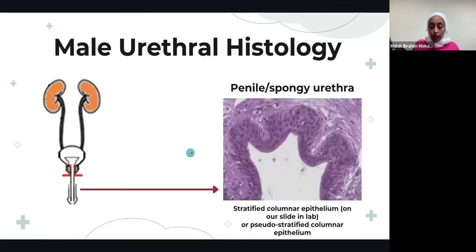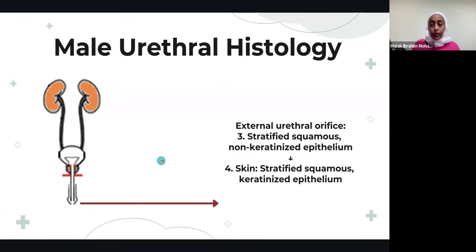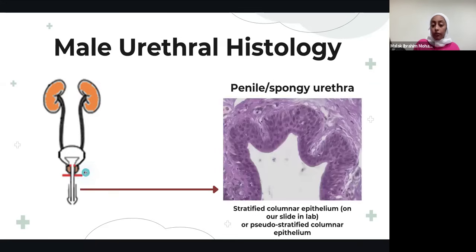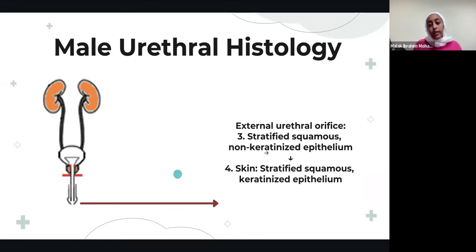Let's just have a quick summary. In the prostatic urethra, what you're going to see is transitional epithelium. And then the membranous, you're going to find the stratified columnar epithelium. Same thing with the penile part. And lastly, the external orifice is going to be the stratified squamous, non-keratinized epithelium.